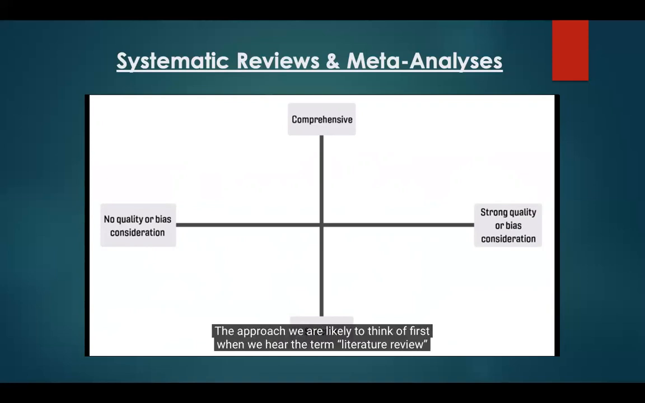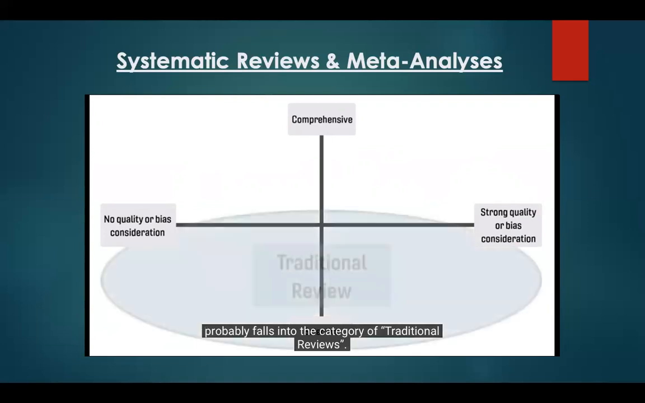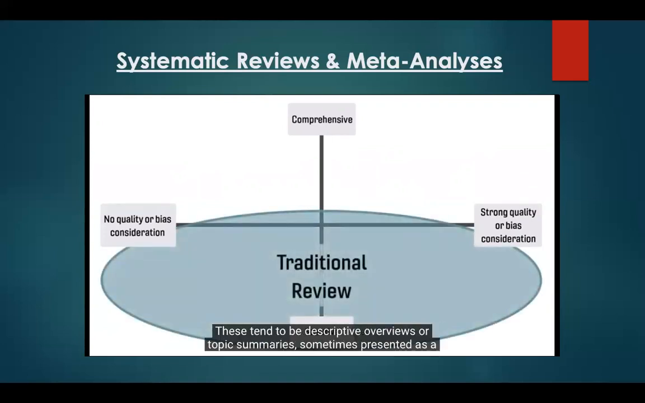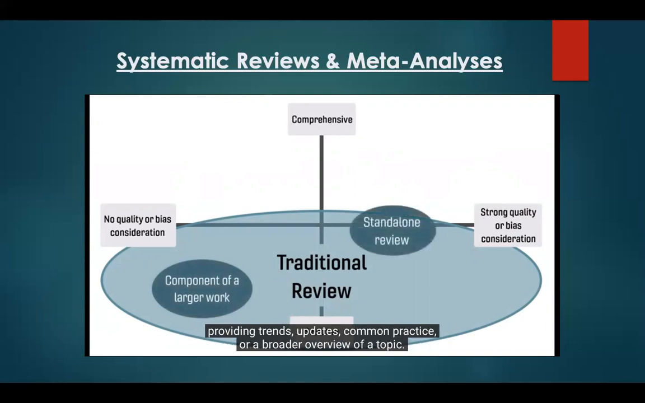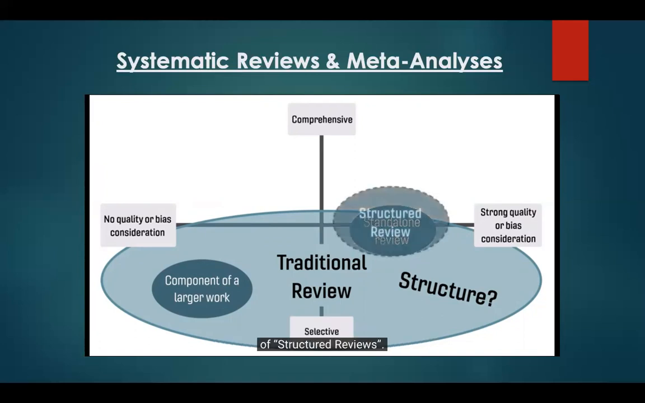The approach we are likely to think of when we first hear the term literature review probably falls into the category of traditional reviews. These tend to be descriptive overviews or topic summaries, sometimes presented as a means to provide background to a larger work, and sometimes as a standalone review, providing trends, updates, common practice, or a broader overview of a topic. Reviews that fall into this category also vary with regard to structure. In some cases, the approach an author takes to find, select, and review material is not explained at all, whereas other approaches might fall into a loosely defined category of structured reviews.